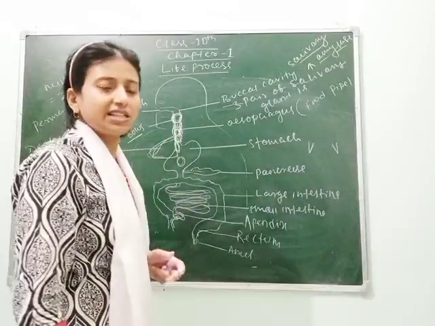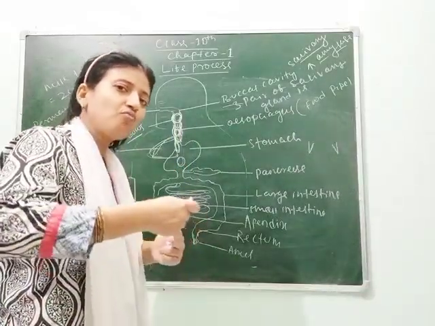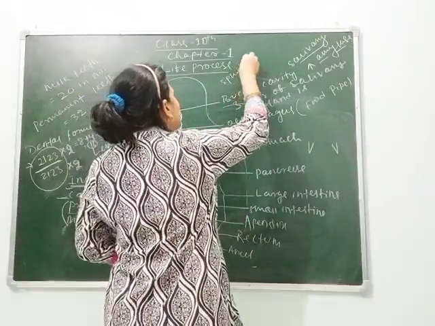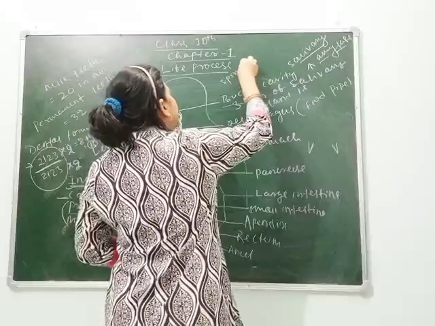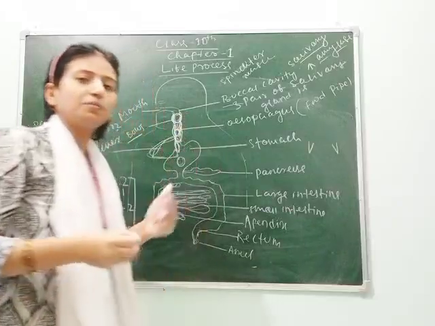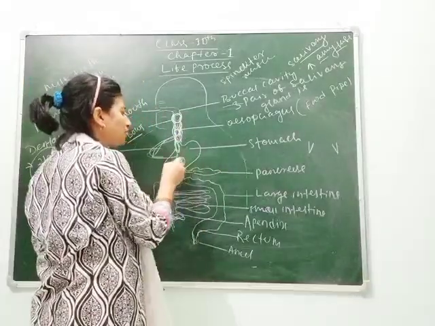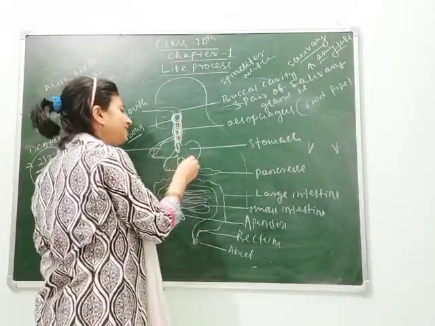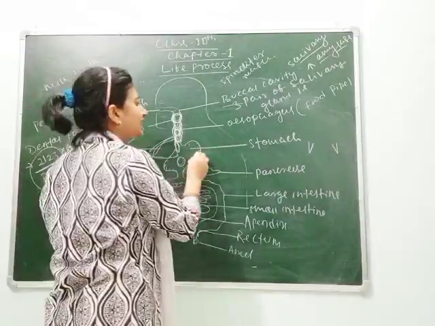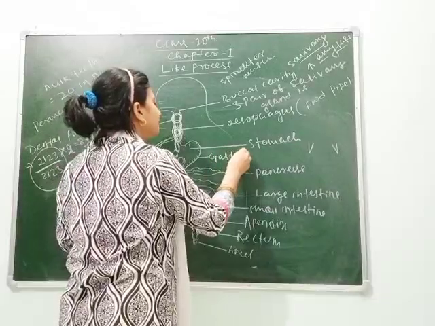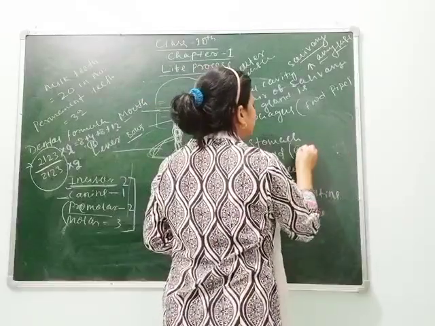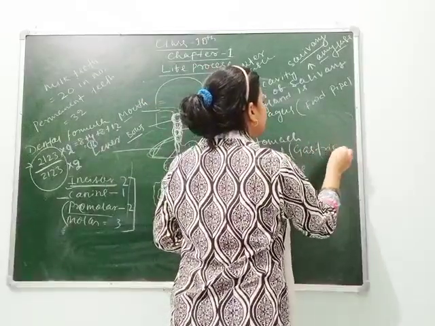Here, sphincter muscles are present which allow the food to move slowly. Remember students, sphincter muscles move the food slowly towards the stomach. When it comes to the stomach, inside the stomach there are many gastric glands present, and from these gastric glands, gastric juice is secreted. The juice is called gastric juice.